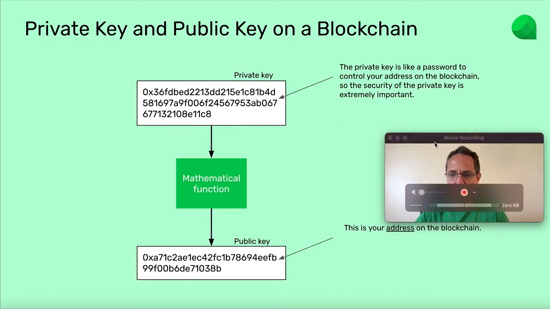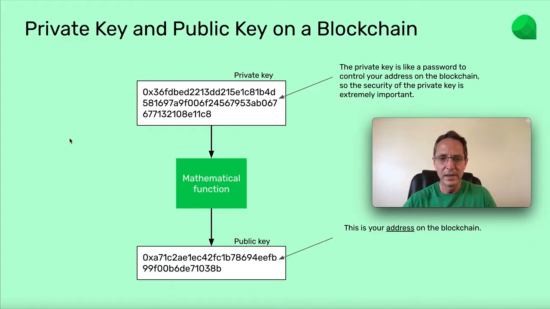And this is very important in the blockchain industry, because the secret key or the private key and the public key are your address on the blockchain. This is also why the private key is like a password to control your address on the blockchain. So the security of the private key is extremely important. On blockchains, anybody that has assets inside a blockchain has a private key to control their public address.